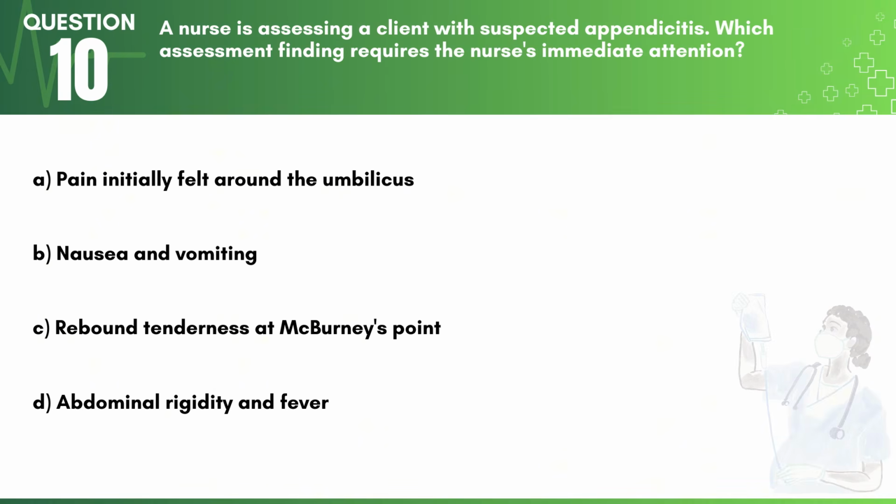Question 10. A nurse is assessing a client with suspected appendicitis. Which assessment finding requires the nurse's immediate attention? A. Pain initially felt around the umbilicus. B. Nausea and vomiting. C. Rebound tenderness at McBurney's point. D. Abdominal rigidity and fever.